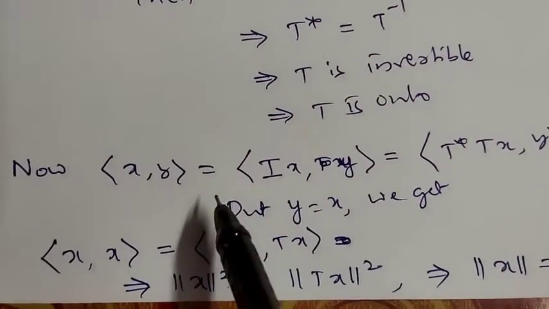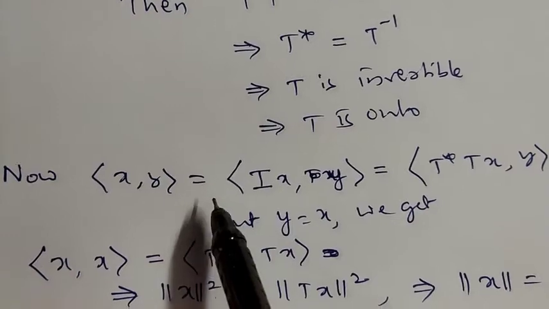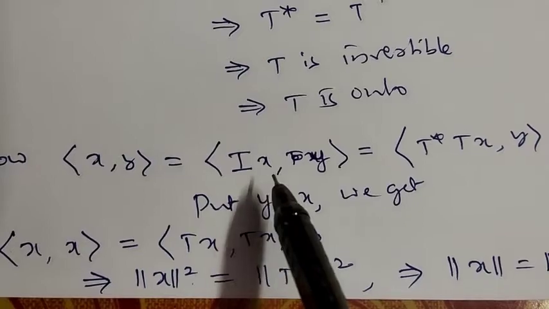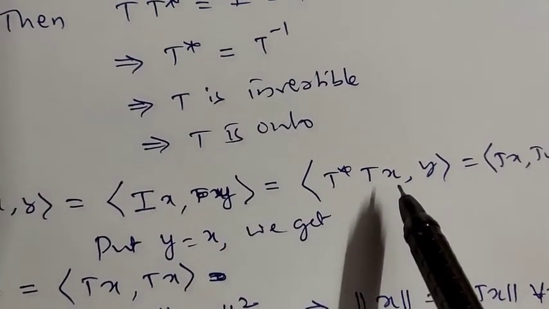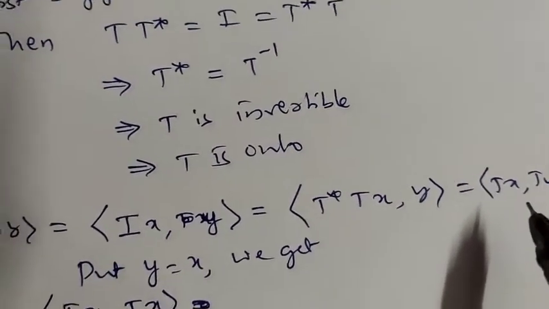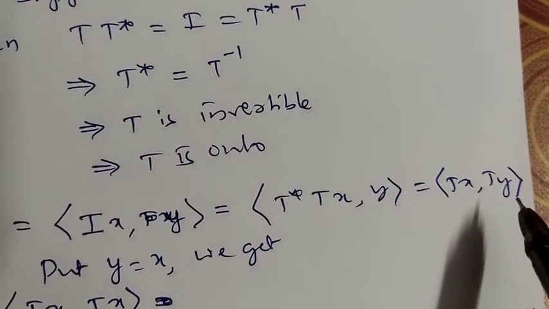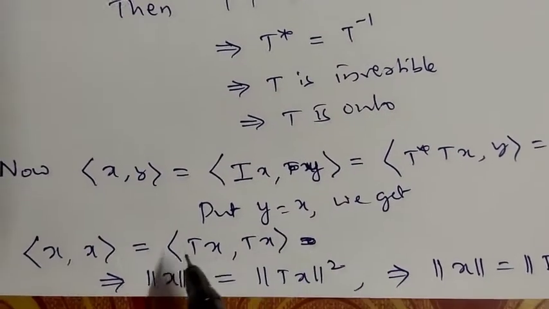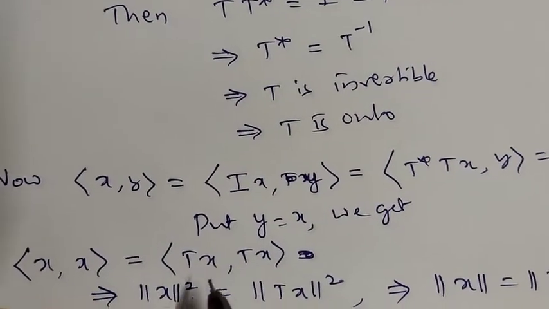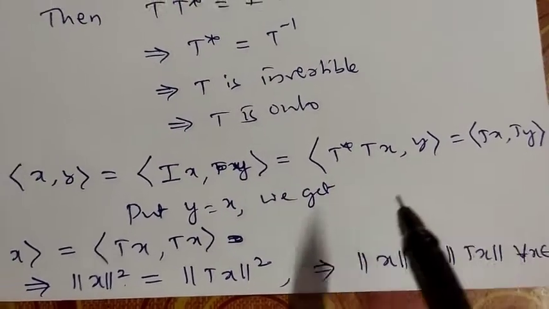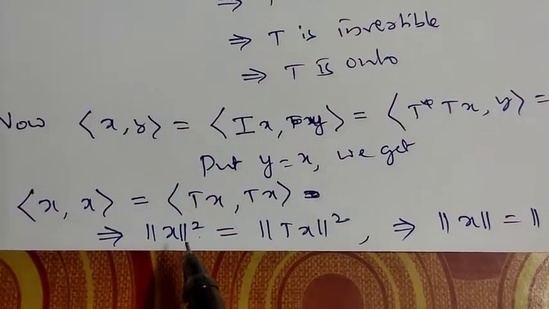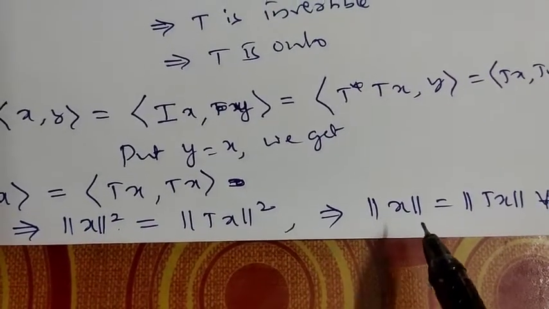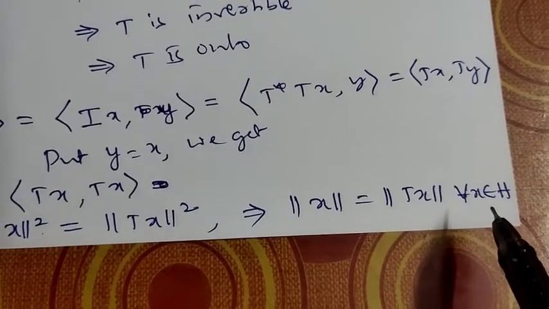Now we consider the inner product of x comma y. The inner product of x comma y is equal to the inner product of I x comma y. I means T star T, so this is equal to the inner product of T x comma T y. Now I substitute y equal to x. We get the inner product of x comma x equal to the inner product of T x comma T x. This implies the norm of x squared is equal to the norm of T x squared, so the norm of x is equal to the norm of T x for every x belongs to H.